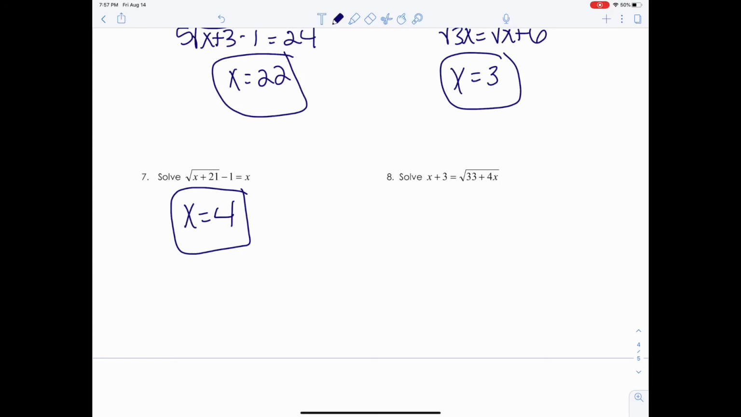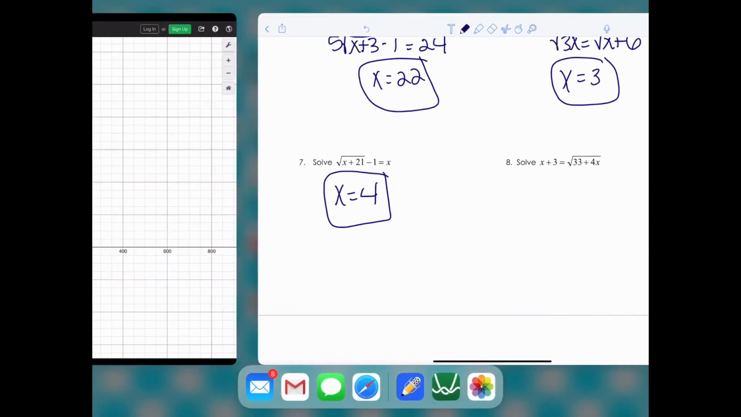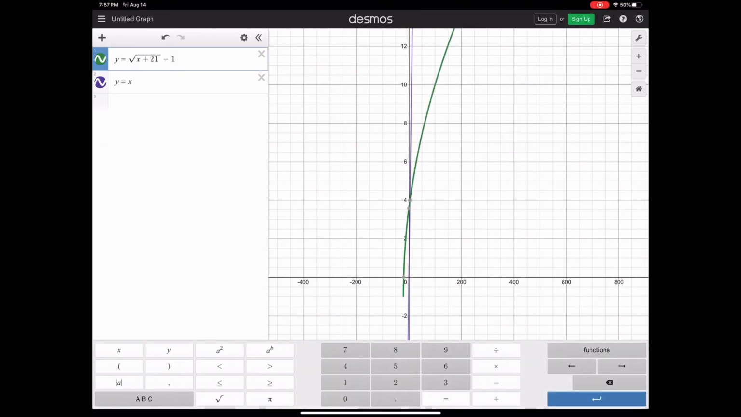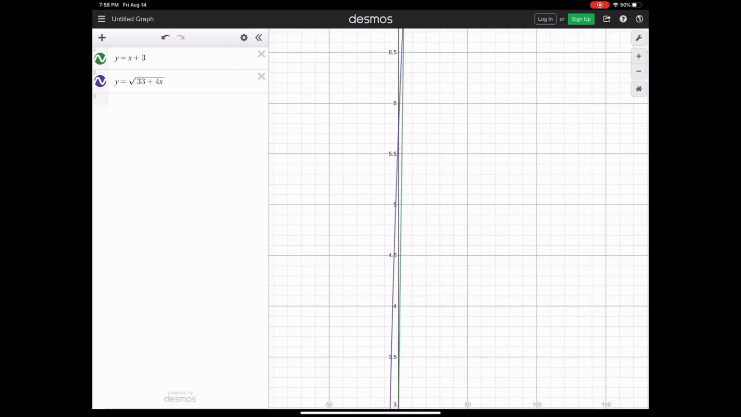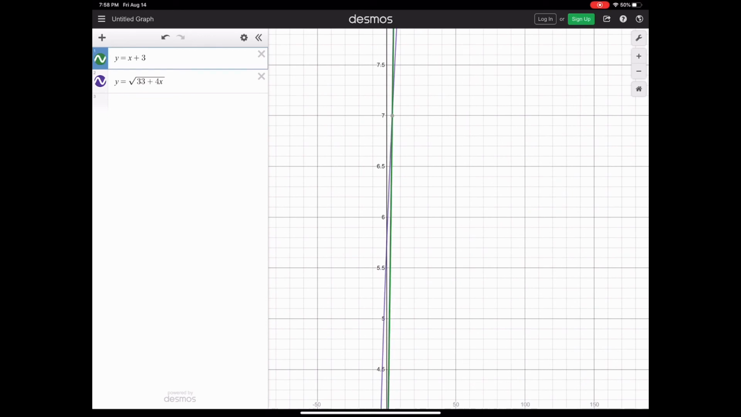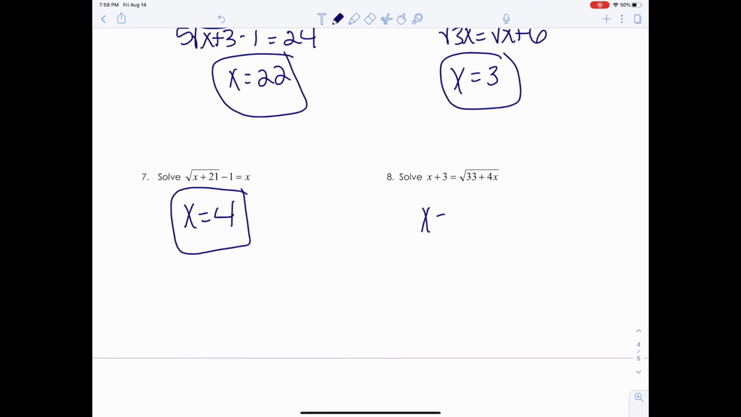Okay, last one. Same thing, I'm just going to type it into Desmos. I've got x plus 3 on one side. And on my other side, I've got the square root of 33 plus 4x. Okay, and you can just zoom in. There's our intersection. Click on it. X equals 4. And so that's how you can use Desmos to help you solve radical equations.